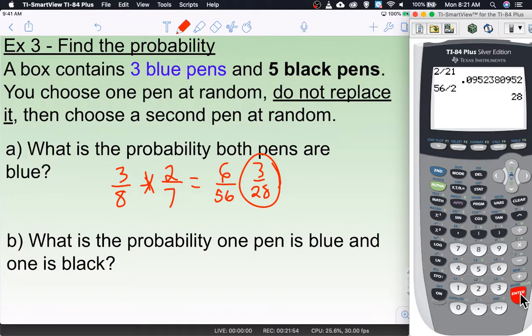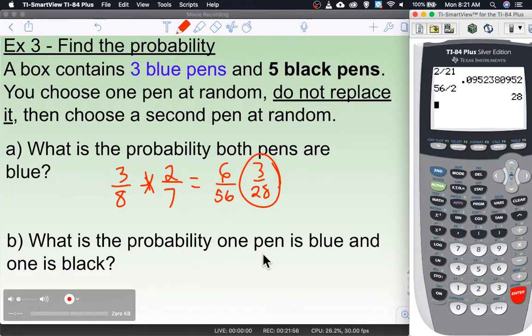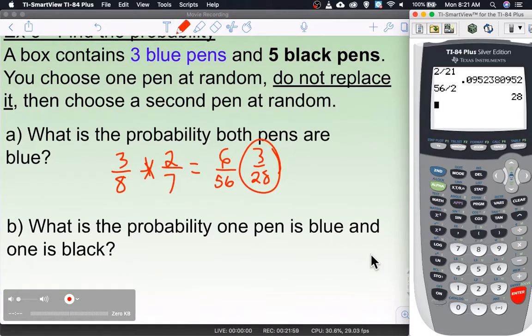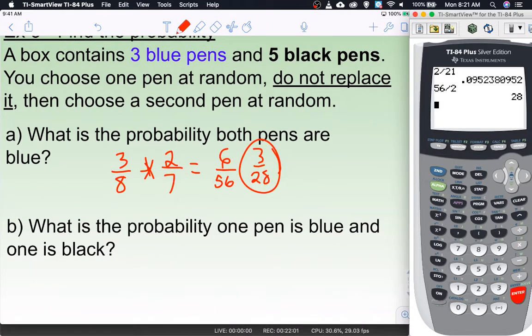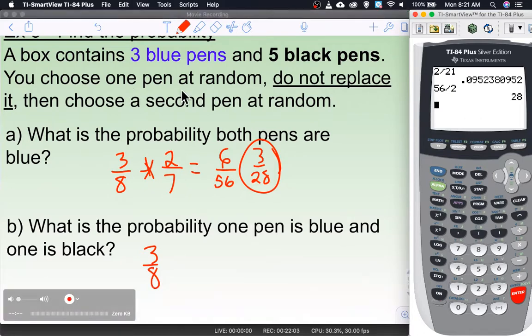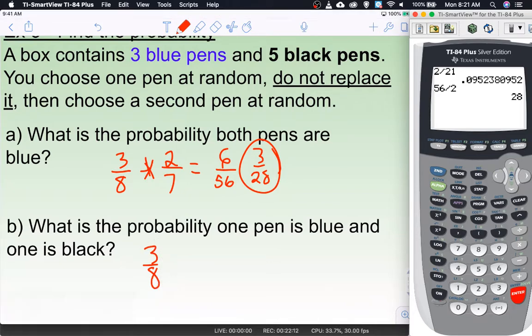What is the probability 1 pen is blue and 1 pen is black? Okay, so getting the blue pen from the beginning should be the same. We're back to the beginning of the problem. There's 3 blue pens, 5 black pens, so 3 out of 8 are blue. If I've taken one of those blue pens out, then 5 out of 7 of them are black. We multiply together and we get 15 out of 56, and that does not simplify. So that would be done.